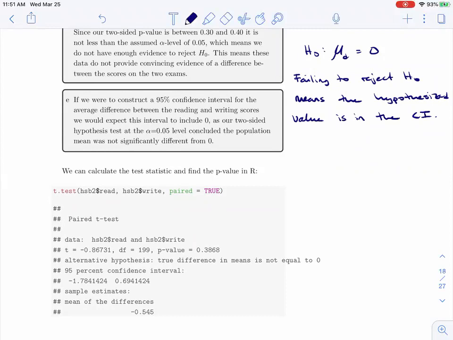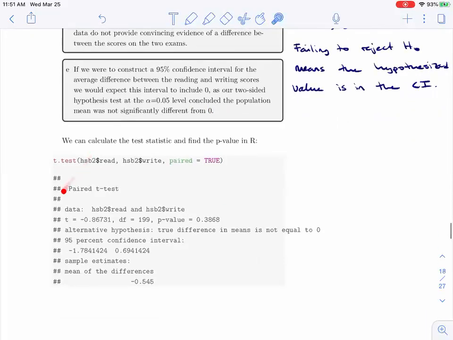So that's what the answer is saying. So if we were to construct a 95% confidence interval for the average difference between the reading and the writing scores, we would expect this interval to include 0, right? As our two-sided hypothesis test at the alpha equals 0.05 level concluded the population mean was not significantly different from 0, right? So 0 must be in that interval. Right?